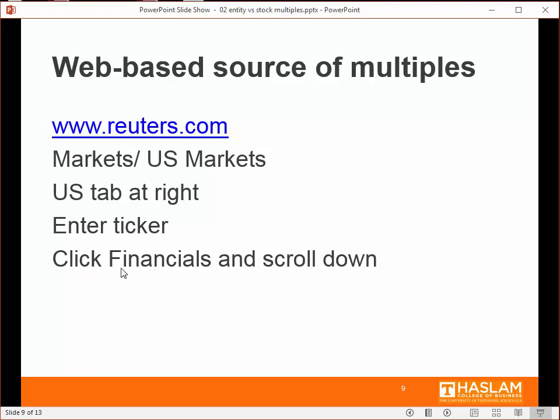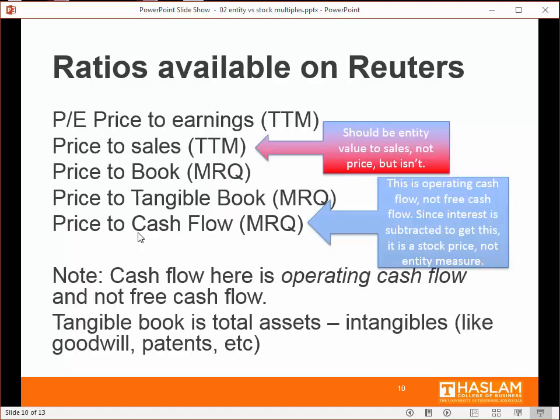What that's going to do is it's going to give you a variety of multiples for the industry that company is in. Then you can use that industry's multiples in order to estimate values for other companies that are not the one that you were looking at. Because, of course, Reuters is only going to give you publicly traded companies. Now, some of the ratios that are available on Reuters are ones you would expect, and some of them are perhaps not exactly the way they ought to be.